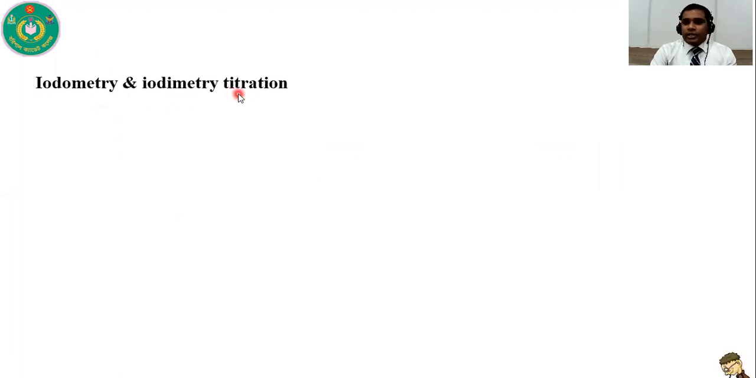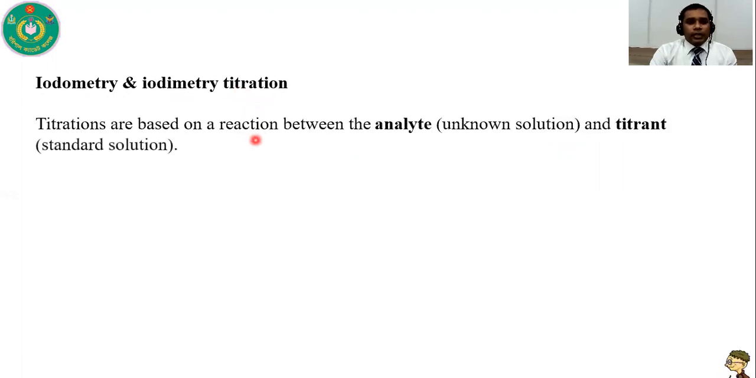So the first one is iodometric and iodimetric titration. In my previous lecture, I discussed titration. You know that titration is based on a reaction between an analyte and a titrant. What is an analyte? An analyte is a substance whose concentration is unknown to us. That's why it is called an unknown solution. And the titrant is a standard solution. What is a standard solution? The solution of which concentration is known to us is known as a standard solution.